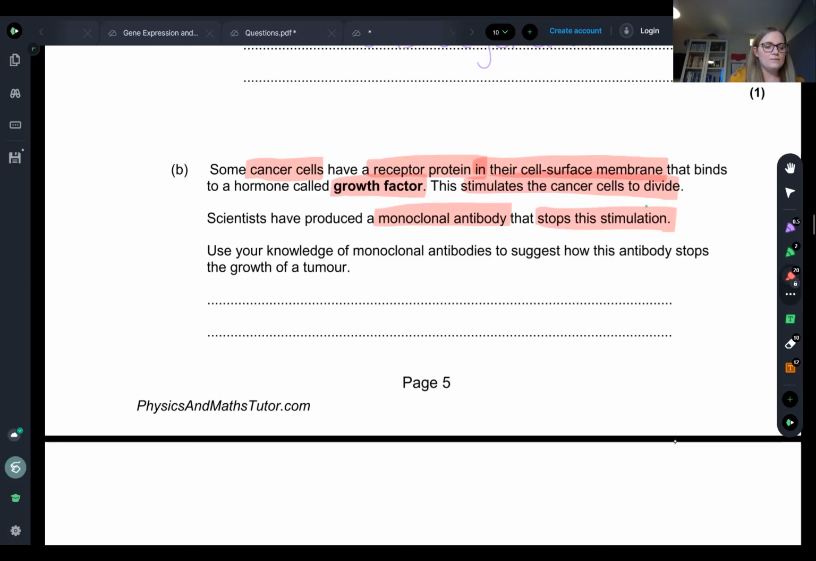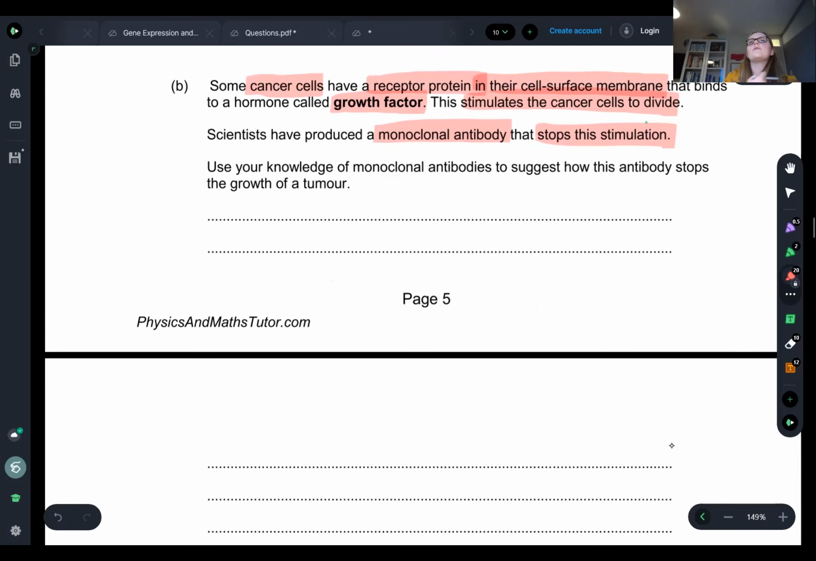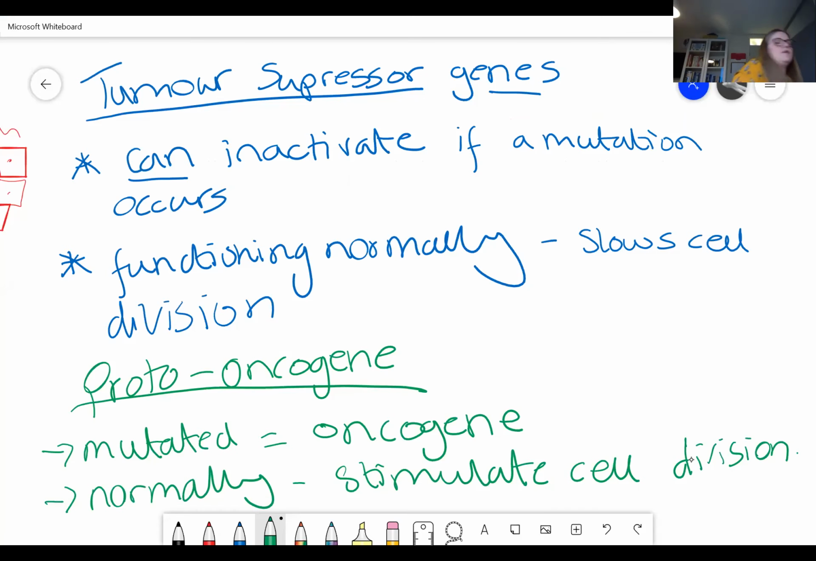We'll have a little talk about that. How many marks was that question? It was just one. We haven't redone monoclonal antibodies since you'll have covered them at GCSE. But let's have a little quick chat about them. So let's open up the whiteboard and have a quick look at monoclonal antibodies.